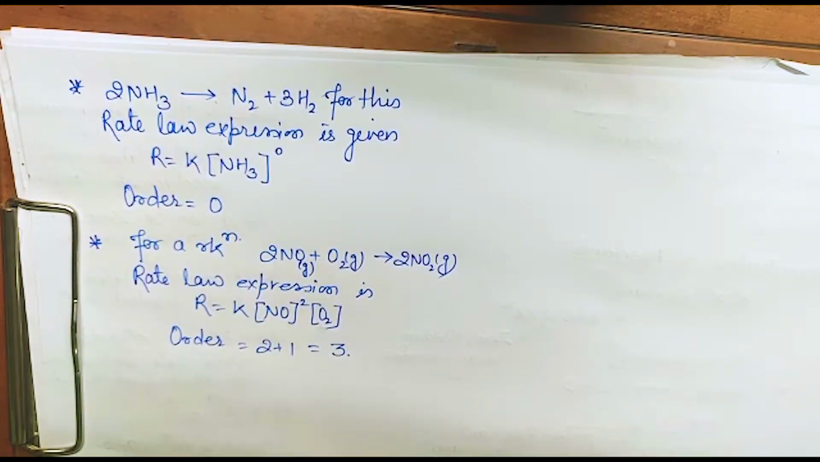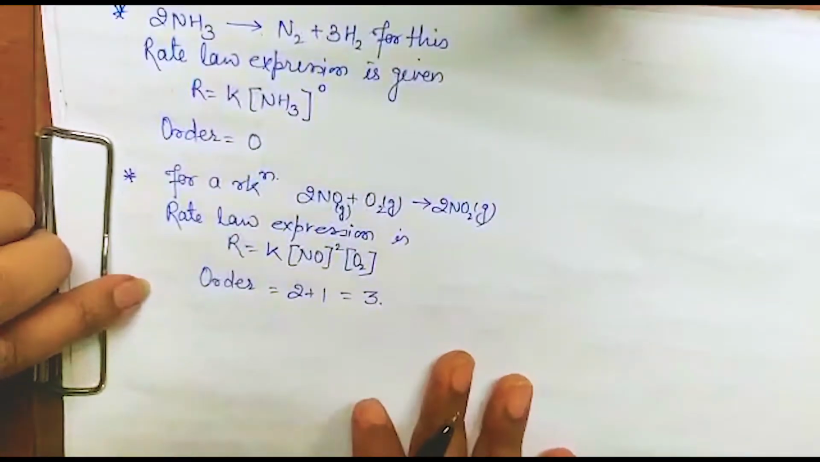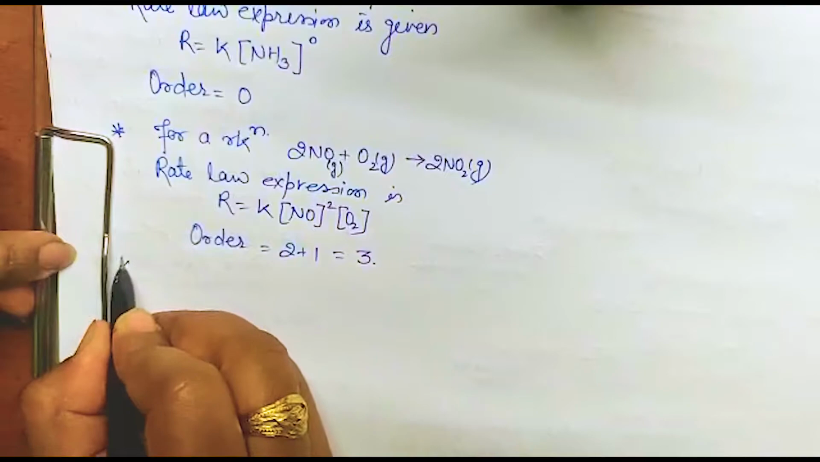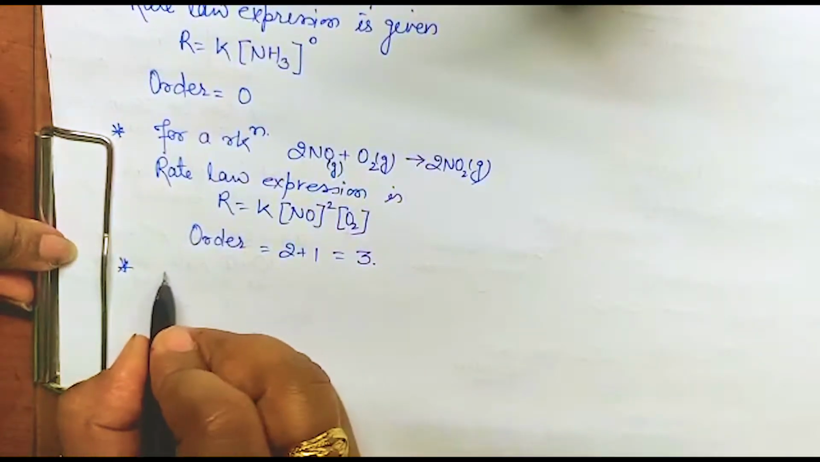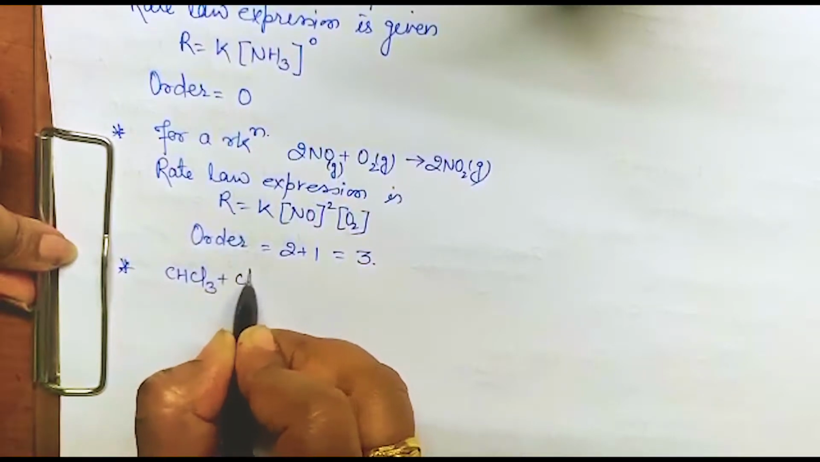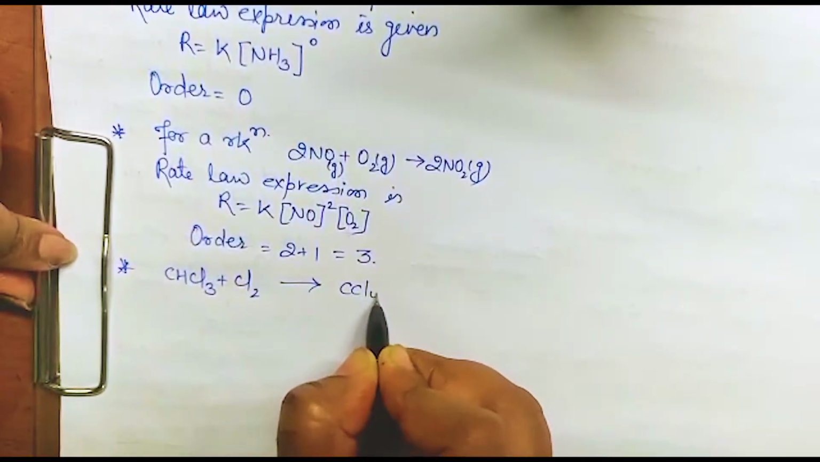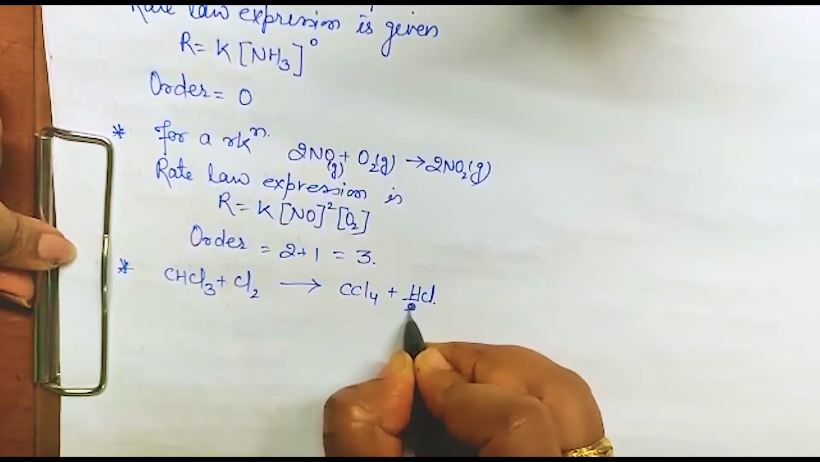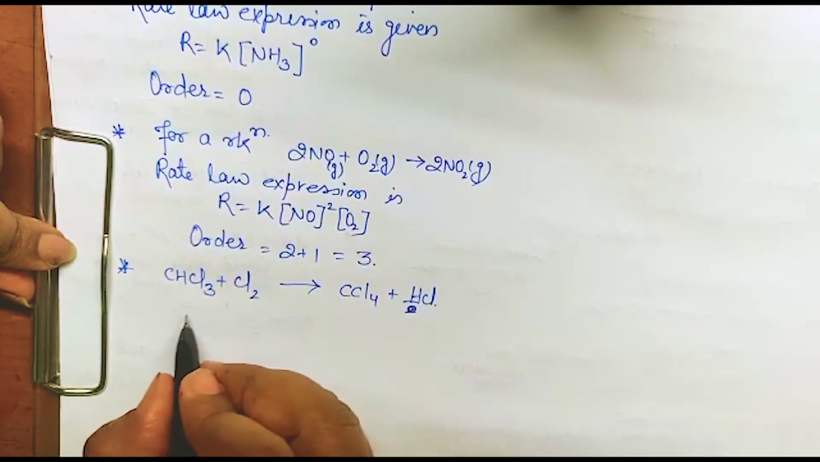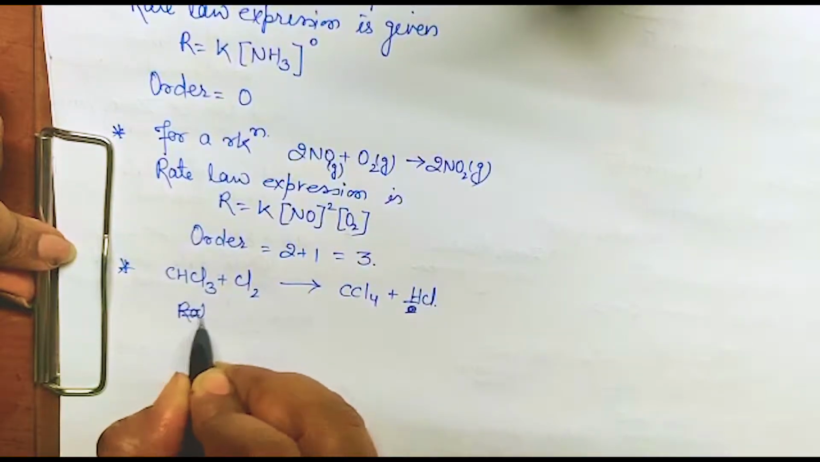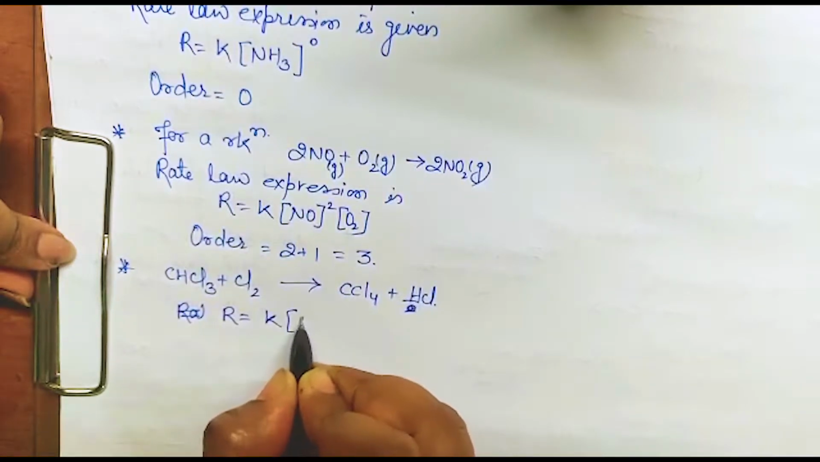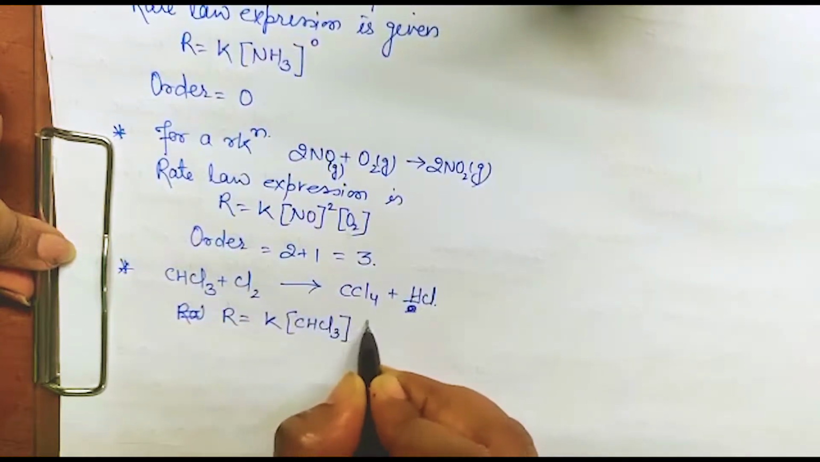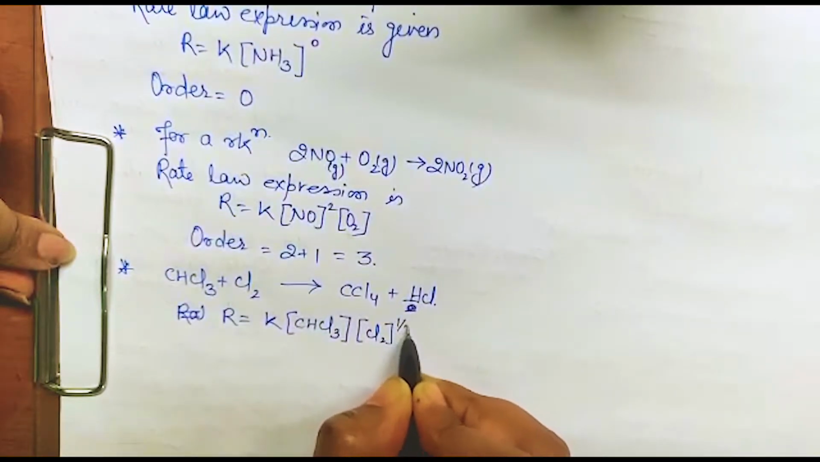In this, few questions can be asked. Suppose another example also, you can take; so many examples are there in your NCERT, you can follow. Okay. So another example is given for CHCl3 plus Cl2, and that is going to convert into CCl4 plus HCl. And for this, the rate law expression is given. Let me write only the rate law expression: K [CHCl3] and [Cl2] power half.